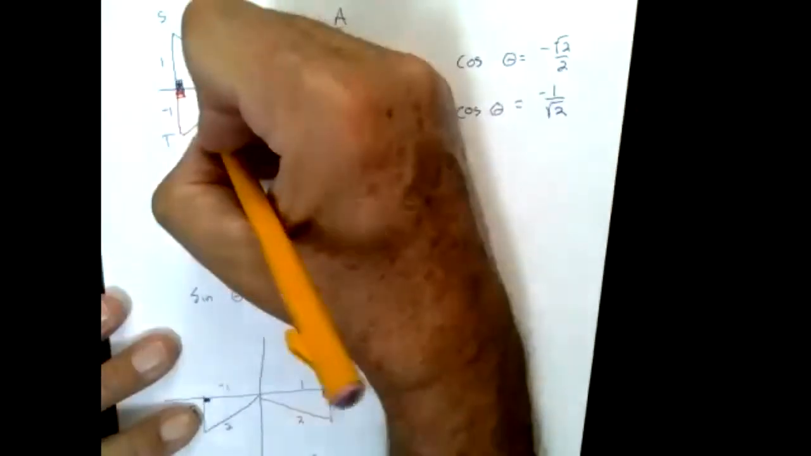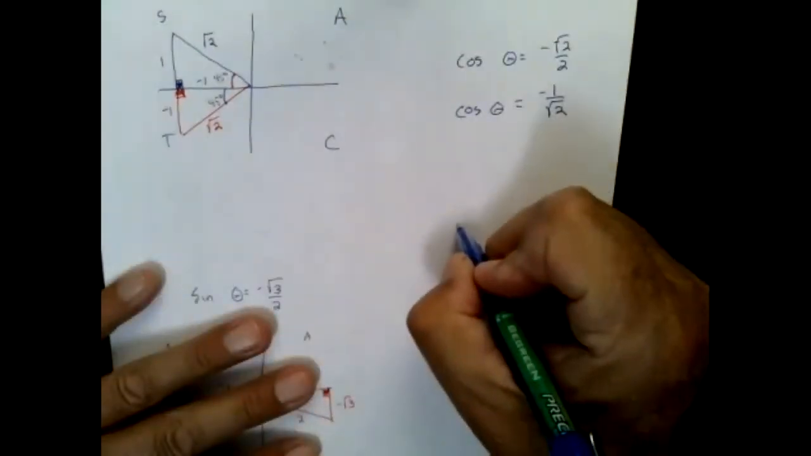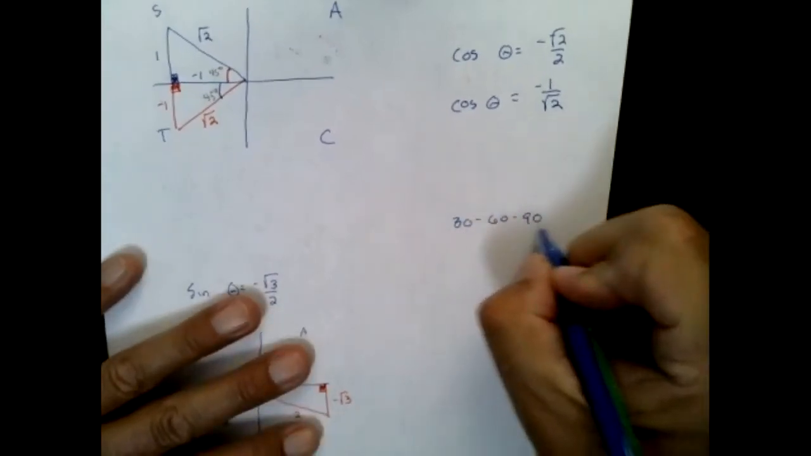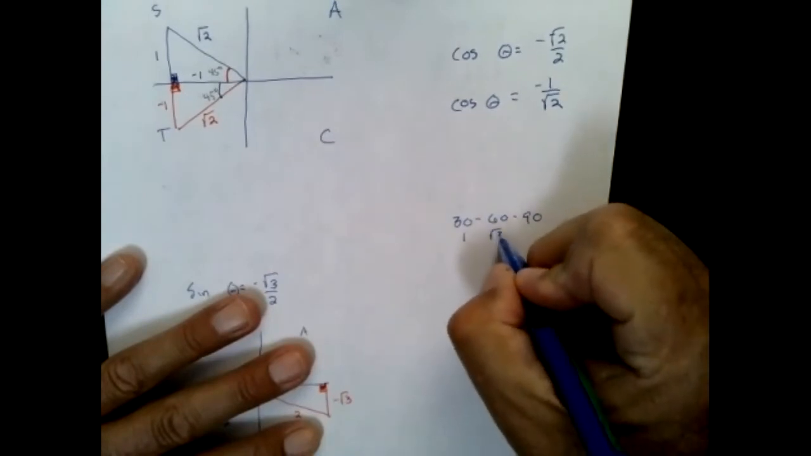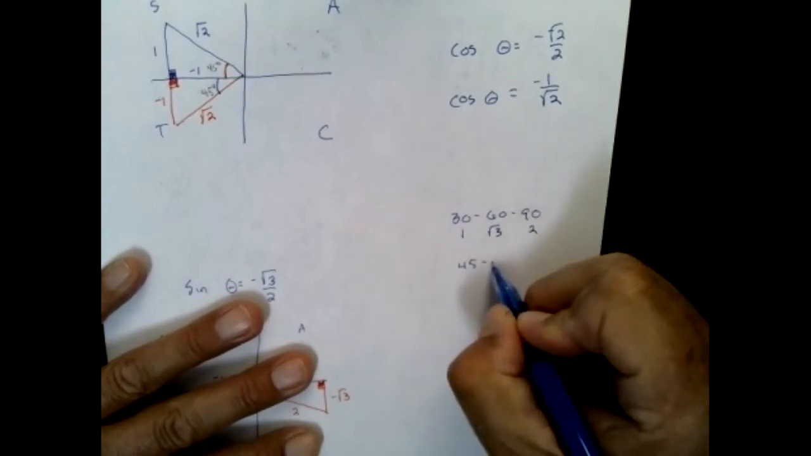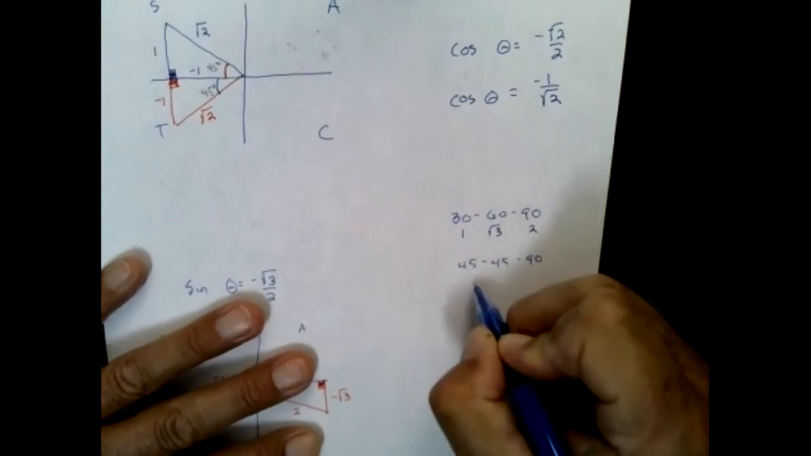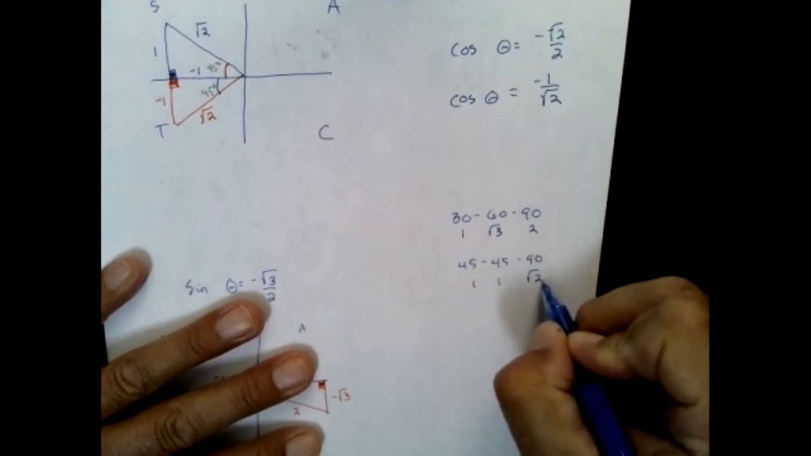Not 450, 45 degrees. I got a question. Yep. How do you know when to use the 45 degrees angle and when to use the 60 degrees angle? Okay, so a little thing that I remember, and if I was you, I'd write this down as soon as the test begins. 30, 60, 90 uses the numbers 1, square root of 3, and 2. 45, 45, 90 uses the numbers 1, 1, and the square root of 2.